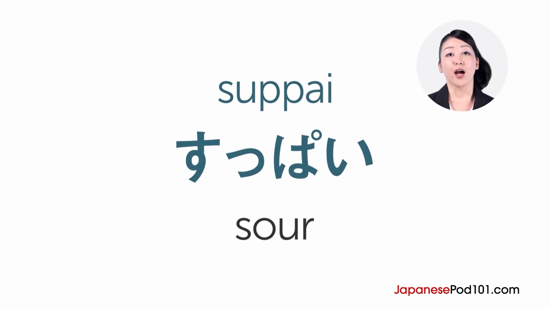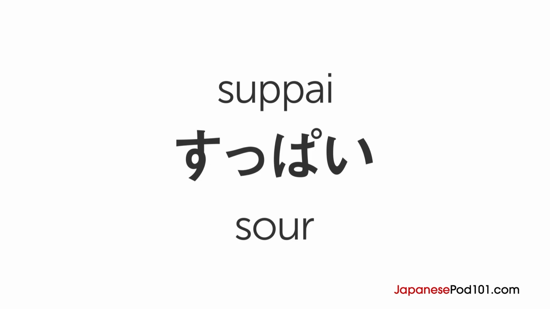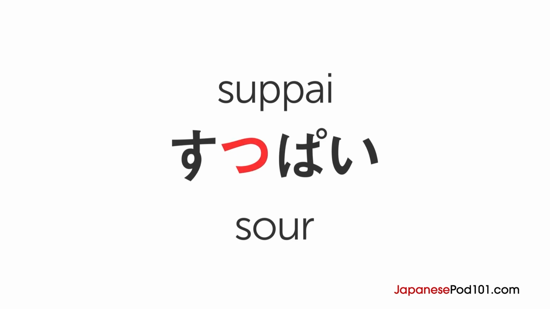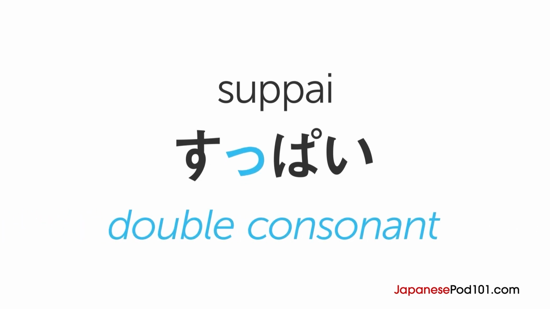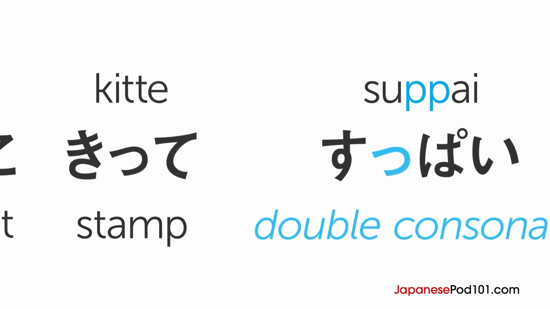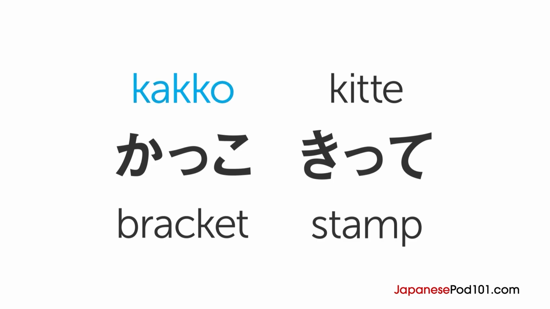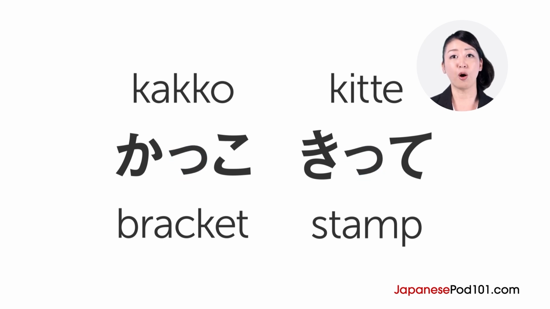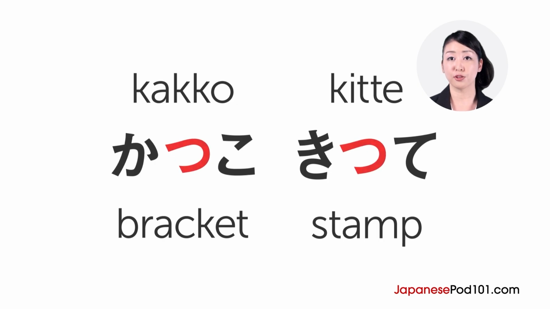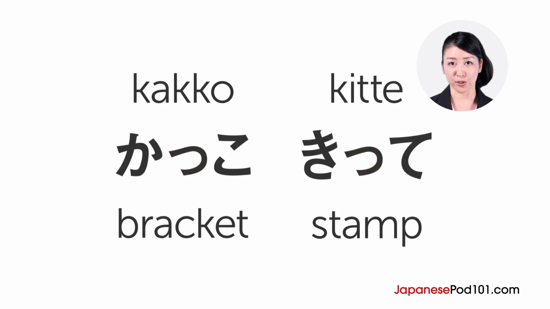Suppai. This small tsu is not pronounced as tsu, but it indicates a pause. This small tsu sound is translated as a double consonant in English. When it's romanized, we have two consonants, like two Ks in kakko or two Ts in kitte. Once you learn kana, it will be easier to master this pronunciation as a sound represented by the small tsu pause. Again, the small tsu is not pronounced as tsu, but it indicates a pause.